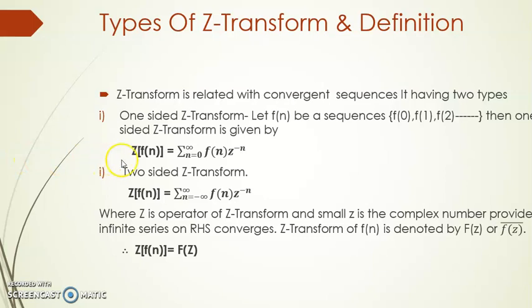Z-transform is denoted and defined by Z of f of n equal to summation n equal to 0 to infinity f of n z power minus n, where capital Z is the operator of Z-transform and small z is a complex number. Its two types depend on its limit. If the summation is n equal to 0 to infinity, then it is called the one-sided, and if the summation is n equal to minus infinity to infinity, then it is called the two-sided Z-transform. The answer of Z-transform of f of n is denoted by capital F of z, and we find the Z-transform of sequence f of n.